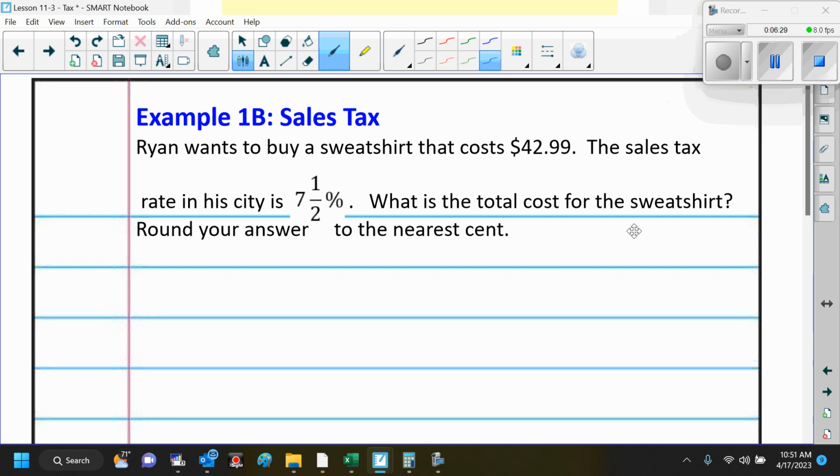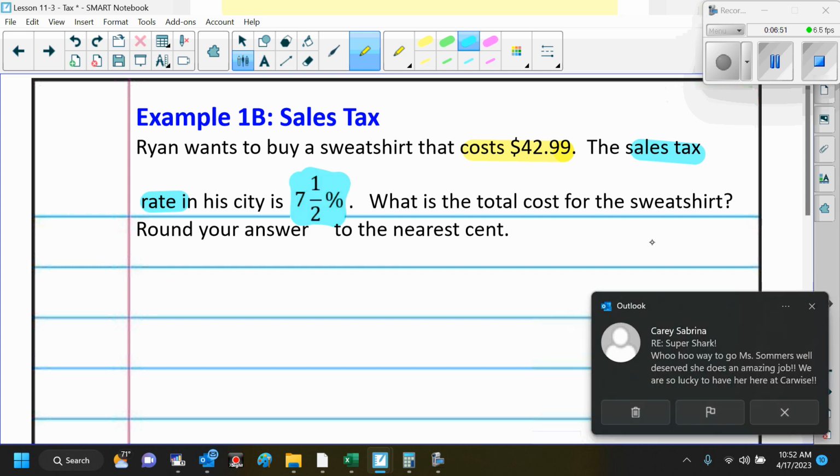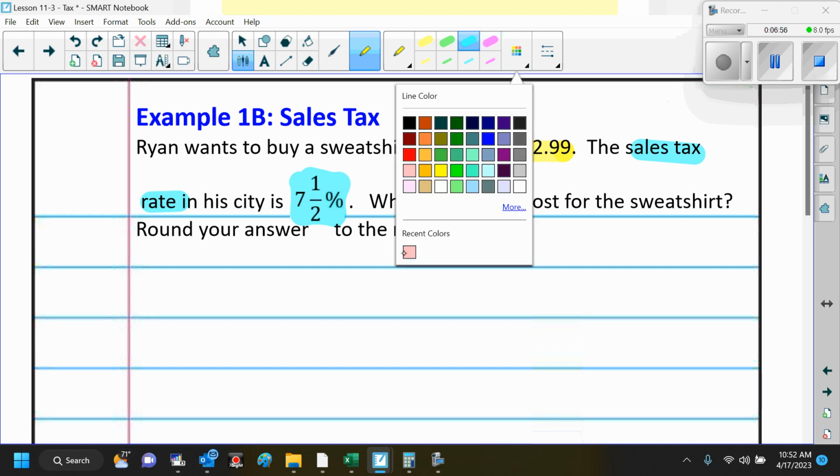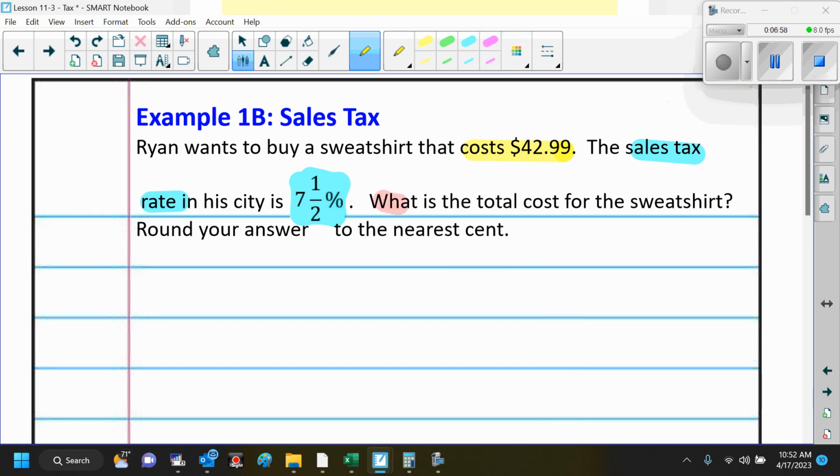Now, we want to first write a what number is question. What am I trying to figure out? Okay. So the question is, and you guys, here's the important information. The sweatshirt costs $42.99. The sales tax rate is 7.5%. That's the important information that you're supposed to be writing in your notebook, right? And we want to find out what is the total cost, okay?